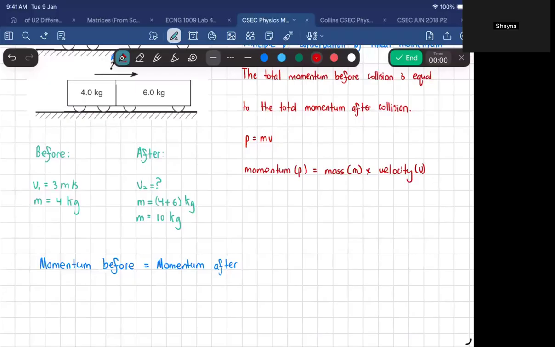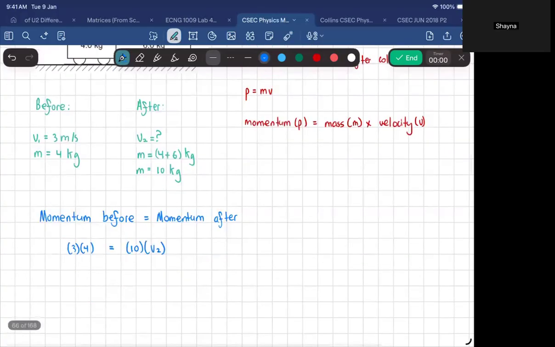Great. So the momentum before is just going to be 3 by 4, and that's going to be equal to the mass, which is 10, by V2. So what's 3 by 4? 12. And that's going to be equal to 10 V2.